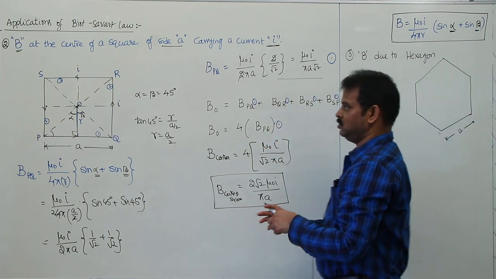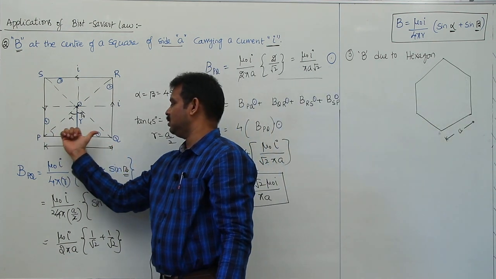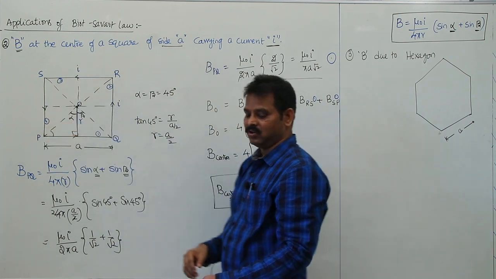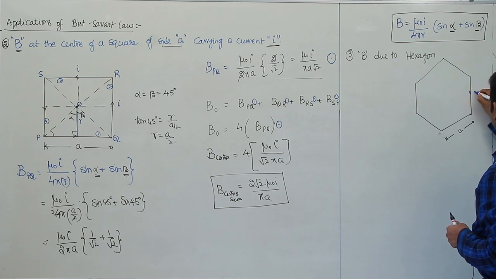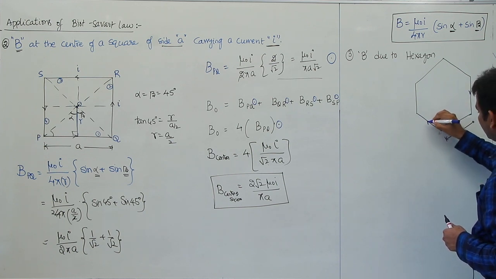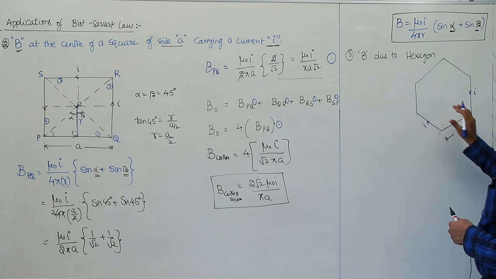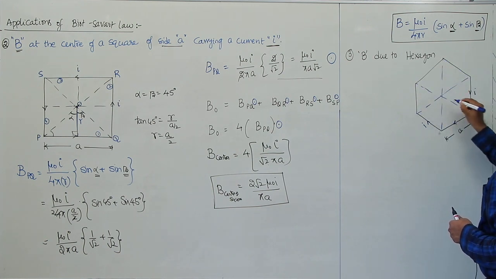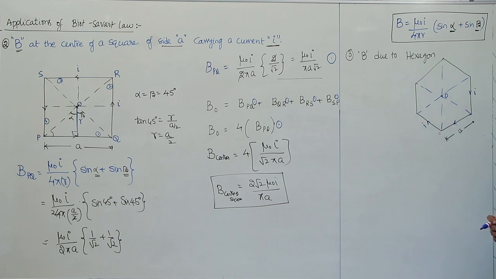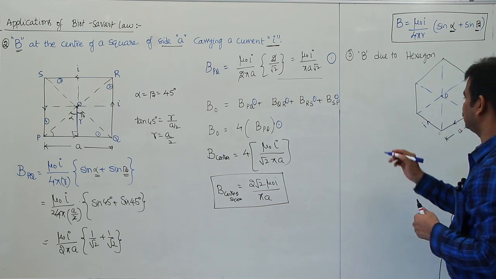And here, in the previous two cases I took the current in anti-clockwise direction. So let me take the current here in clockwise direction. Let us say current is flowing like this. Just for a change, we are changing the direction of current. And we know that in a hexagon, all sides are equal, and this will be the centroid of this hexagon. Now, how to find the magnetic field at the center of this hexagon?